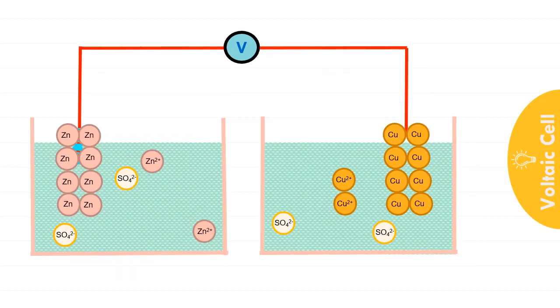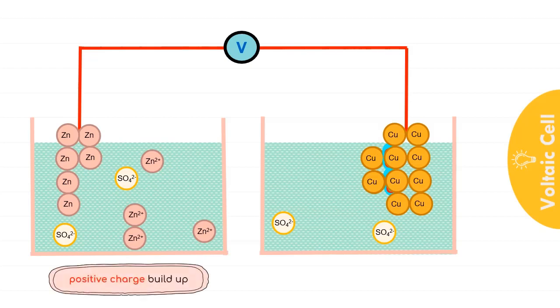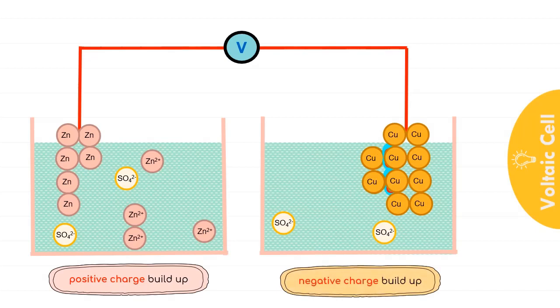When the voltaic cell begins to run, zinc atoms will keep losing electrons and Zn2+ will keep entering the solution. While for Cu2+, they will keep gaining electrons and turn into neutrally charged copper atoms and attach to the metal. After just a little while, we could see positive charge begins to build up at the first half cell, and for the second half cell, we have less positive charge in the solution, meaning negative charge begins to build up on this side.